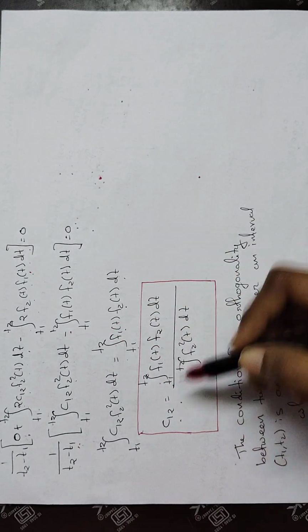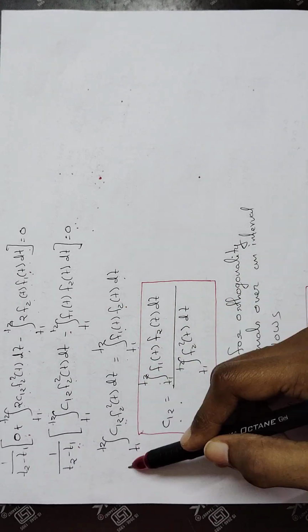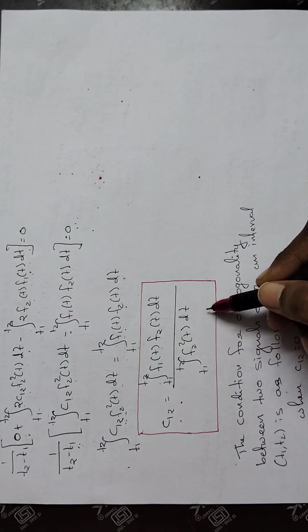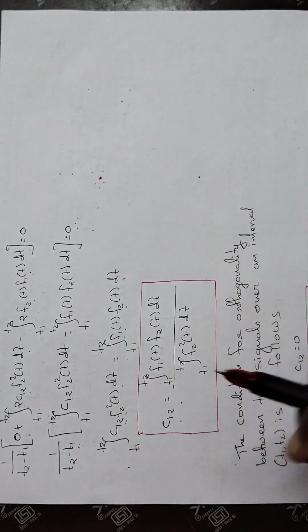So here c12 is a constant value, keep it outside. So c12 is equal to the integration of f1(t) f2(t) dt divided by the integration of f2 square of t dt. So this is the component value.